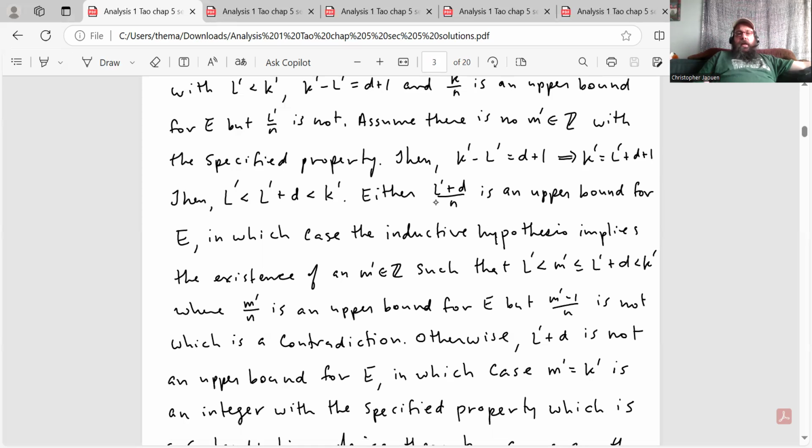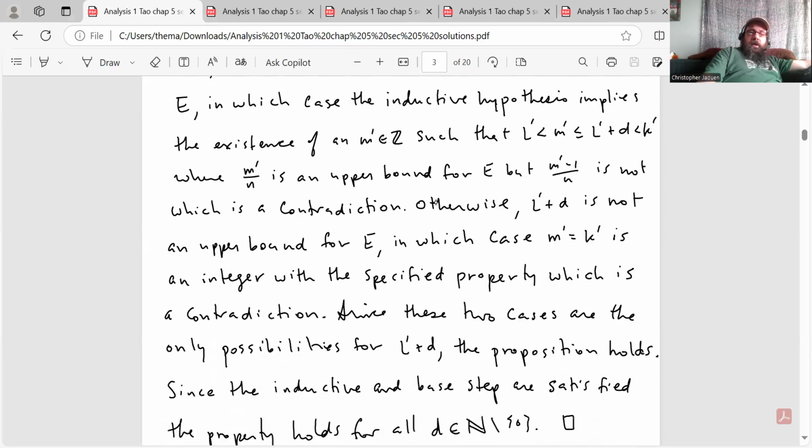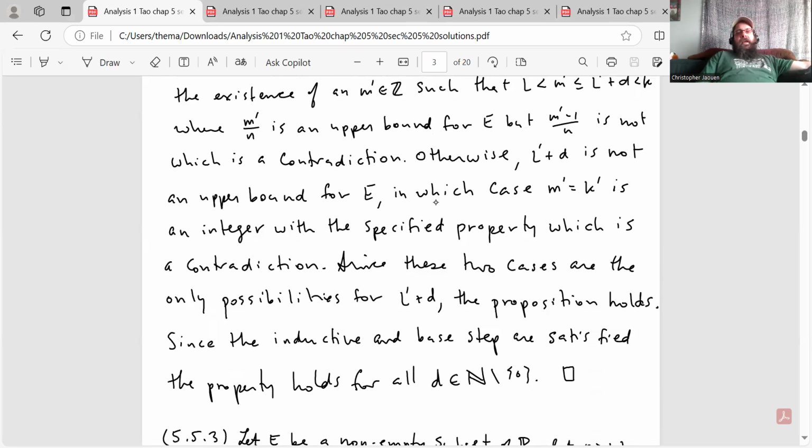Either L prime plus D over N is an upper bound for E, in which case the inductive hypothesis implies the existence of an M prime in Z such that L prime less than M prime less than or equal to L prime plus D less than K prime, where M prime over N is an upper bound for E, but M prime minus 1 over N is not. That's a contradiction. Otherwise, L prime plus D is not an upper bound for E, in which case M prime equals K prime is an integer with the specified property, which is a contradiction. Since these two cases are the only possibilities for L prime plus D, the proposition holds.